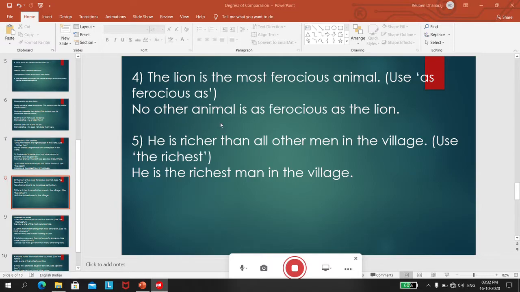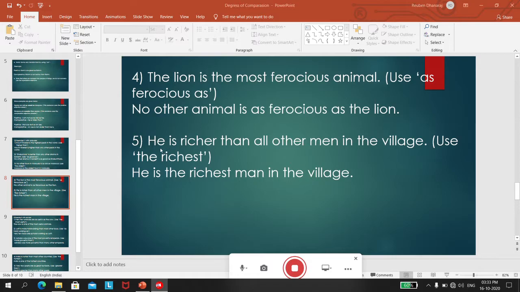So, no other animal is as ferocious as the lion. Remember, it doesn't mean that I have to give you as ferocious as. No. I might give you ferocious, I might give you more ferocious, I might give you most ferocious. It depends on the examiner, how he gives.